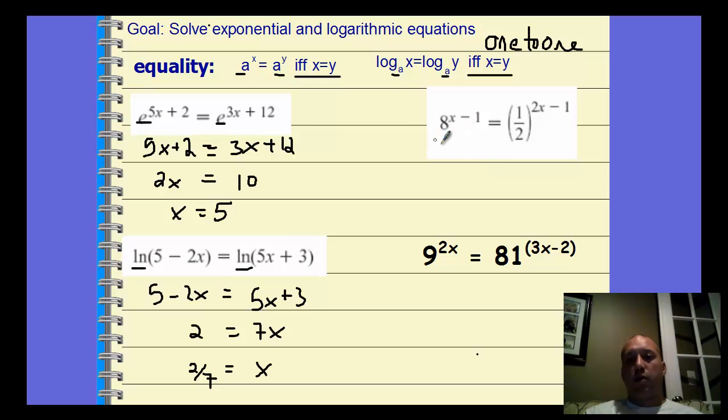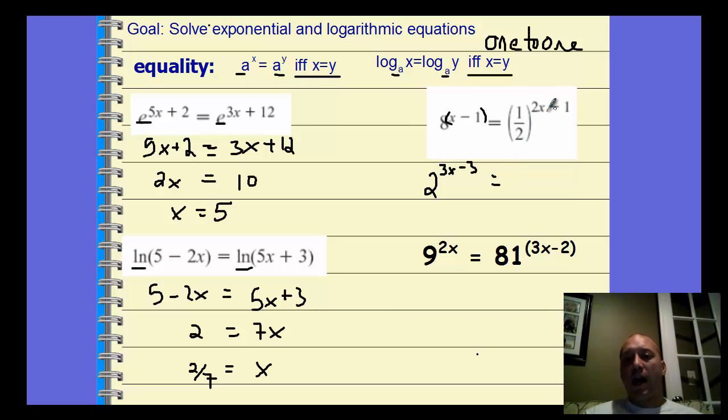So like this example here, we have 8 to the x minus 1 power, and 1/2 to the 2x minus 1 power. Now can we rewrite these so they have the same base? And so I think about how 8 I could write as 2 to the third power, and then that third power is to the x minus 1 power, which is I multiply that. So I get 3x minus 3. We do the same thing. 8 to the x minus 1 power is the same thing as 2 to the 3x minus 3 power.